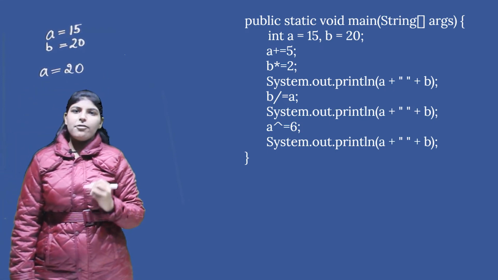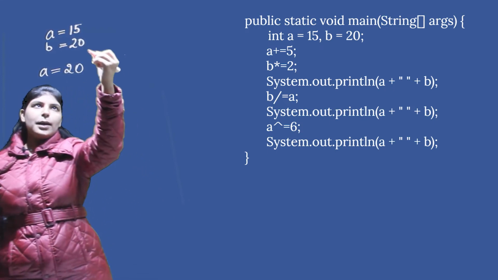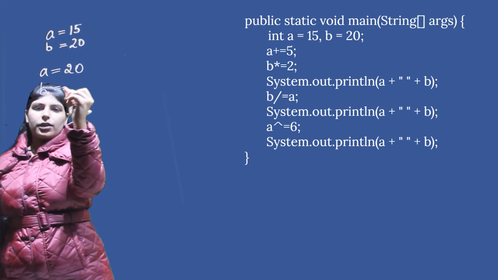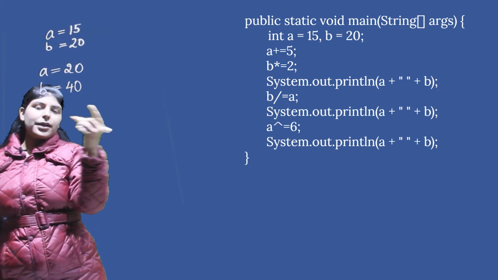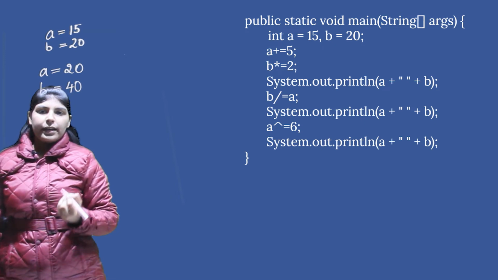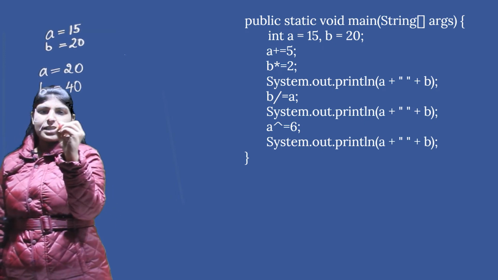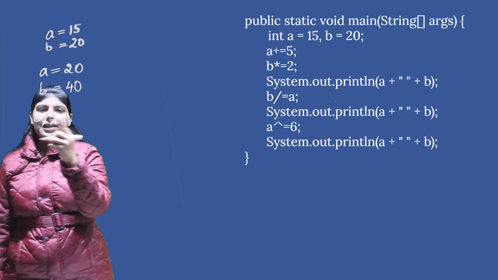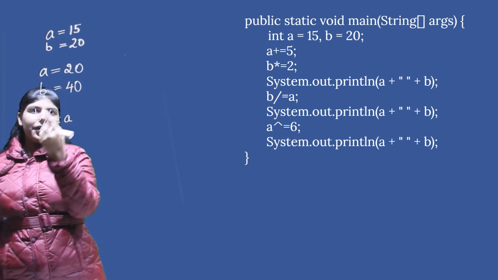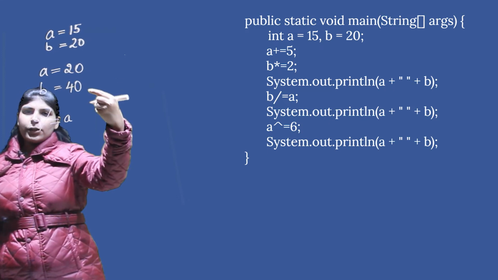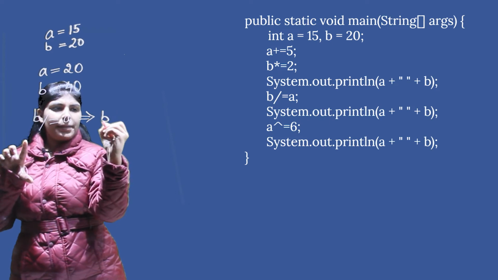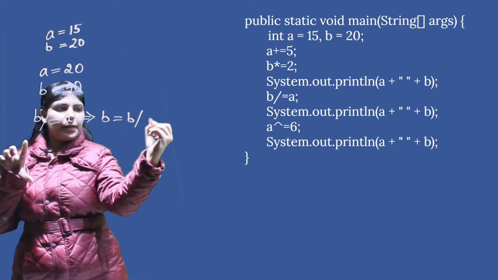right? Next I have b multiply is equals to 2. So I'll multiply b by 2 and store it back in b. So b will become 40. So the output in this line will be a space b, that is 20 space 40. Next I'll do b divide is equals to a. So this means I'll divide b by a and store it back in b. A will not change. So if I divide 40 by 20, I'll get 2 and 2 is stored back in b because this is equivalent to b is equals to b divided by a.